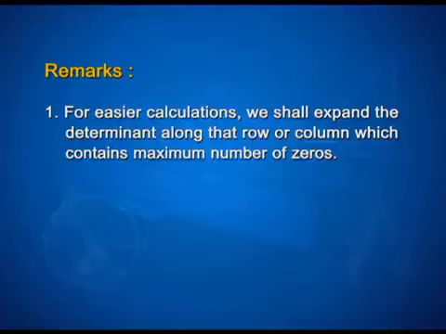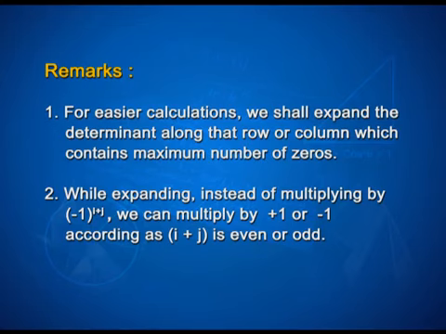Here are some important remarks to be made. First, for easier calculations, we shall expand the determinant along the row or column which contains the maximum number of zeros. Second, while expanding, instead of multiplying by minus 1 raised to i plus j, we can multiply it by plus 1 or minus 1 according as i plus j is even or odd.